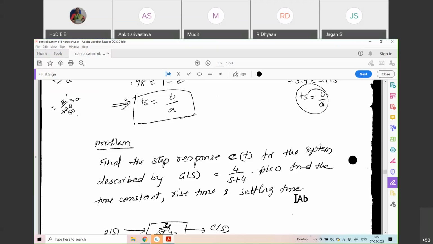Any one of you? 1 minus e power minus 4. Correct. Then what is the time constant? What is A in this case? Actually, first you have to define what is A in this case compared to the standard format.